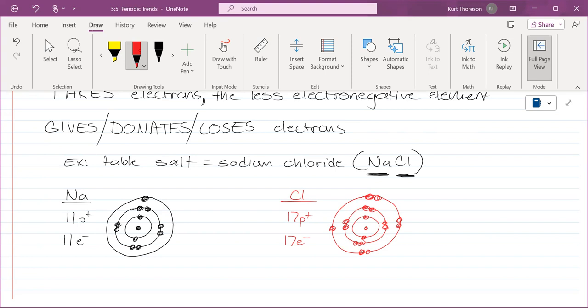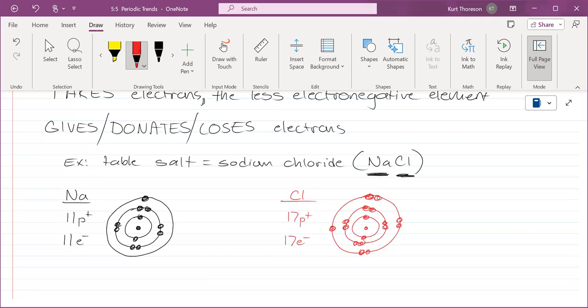I want you to look at the trend for electronegativity. Here's an easy question. What element is closer to fluorine, the strongest of them all? Chlorine or sodium? Which one is closer to fluorine? Sodium is Na, not S. What element is closer to fluorine? Chlorine is. Chlorine's right there underneath it. Do we all see that?